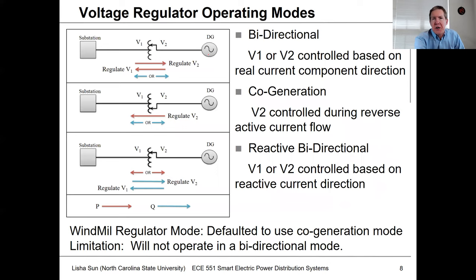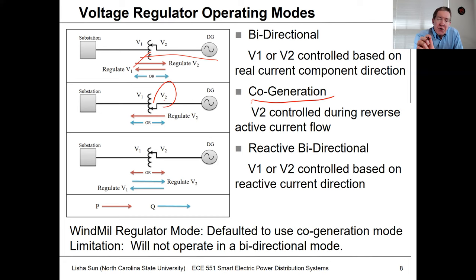However, if you have distributed generation and that pushes the net power flow toward the source, that can actually confuse the regulator, and so you're regulating on the wrong side of the regulator. This is why utilities would also have regulator controllers that could operate in cogeneration mode. Cogeneration mode turns off bidirectional mode. It's like having a dumber regulator in a way, and it always regulates on the V2 side, regardless of the real power flow.